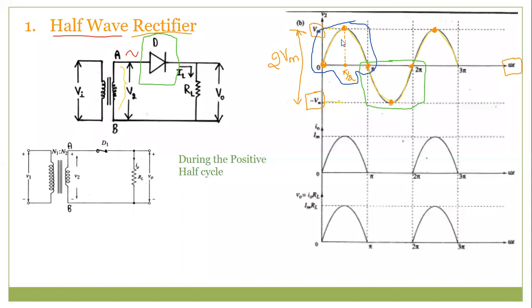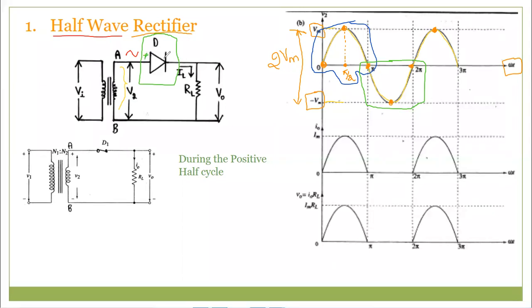During the positive half cycle, the positive of the power supply is connected to the positive of the diode, and the negative of the power supply is connected to the negative of the diode. That means it is forward bias. So during the positive half cycle of the power supply, the diode is forward bias. If the diode is forward bias, what happens? The diode starts to conduct, and when the diode conducts, the switch is closed. When the switch is closed, current will flow through the load resistance. Here we have a load resistance. The current will flow like this.